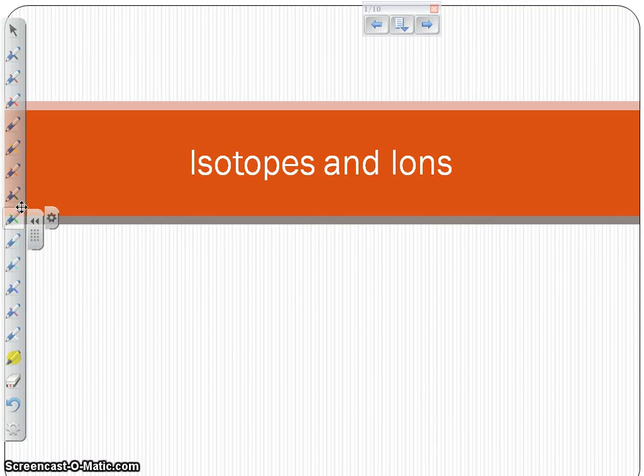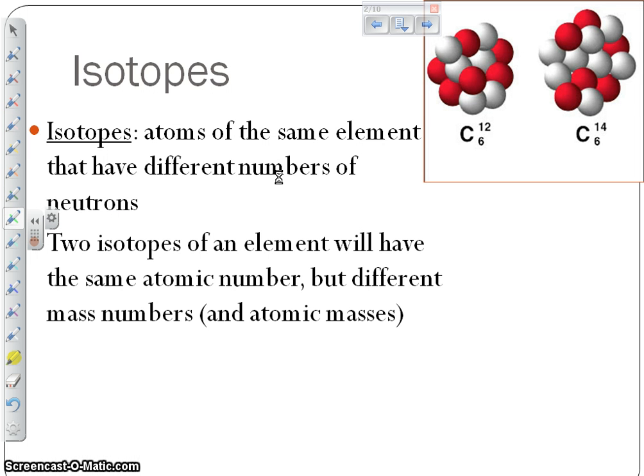Hey kids, today we're going to talk about isotopes and ions, which is just a little bit of building on where we were last unit, or last set of notes, when we talked about the atomic structure. When we talked atomic structure, we just touched on what an isotope was briefly, knowing that it's different versions of the same element, but we're going to zoom in on the two of these a little more today. Essentially, an isotope is going to be atoms of the same element that have different numbers of neutrons.